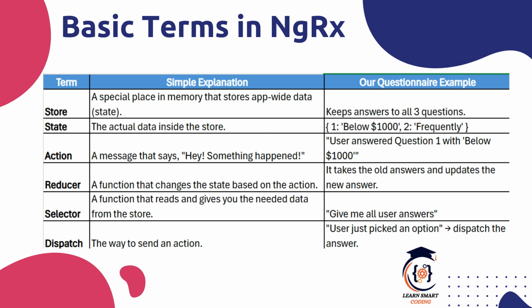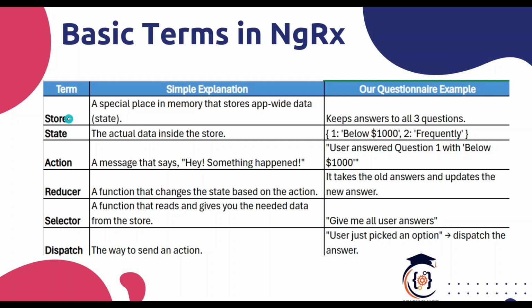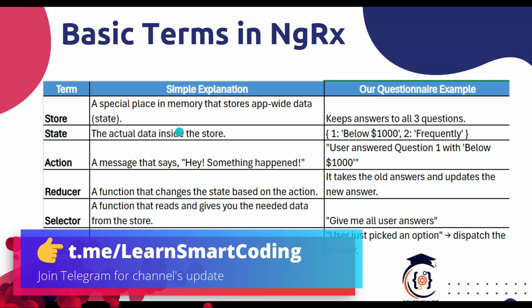Consider these basic terms. We have something called a store. The store is a special place in memory in JavaScript, right? Our Angular app is JavaScript, so in the browser there's a special memory that stores your app-wide data, and that is what we call state. Application-wide data means anyone in the application can use it. That is stored in the store. That is nothing but the state. So state is nothing but what? The actual data in the store.